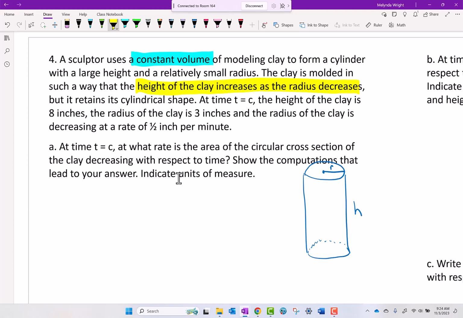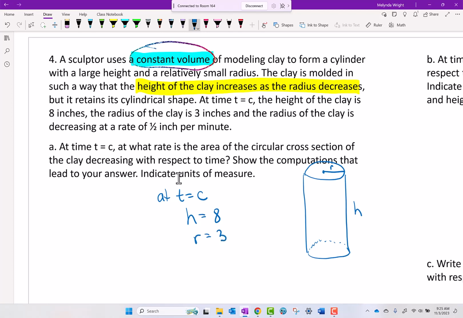That's why this is so important. The volume is constant, okay? But it retains its cylindrical shape, so still a cylinder. At time t equals c, I really wish they'd give us a number, but they didn't. At time t equals c, the height of the clay, so let's write some notes, is 8, so h equals 8. And the radius of the clay is 3, r equals 3.